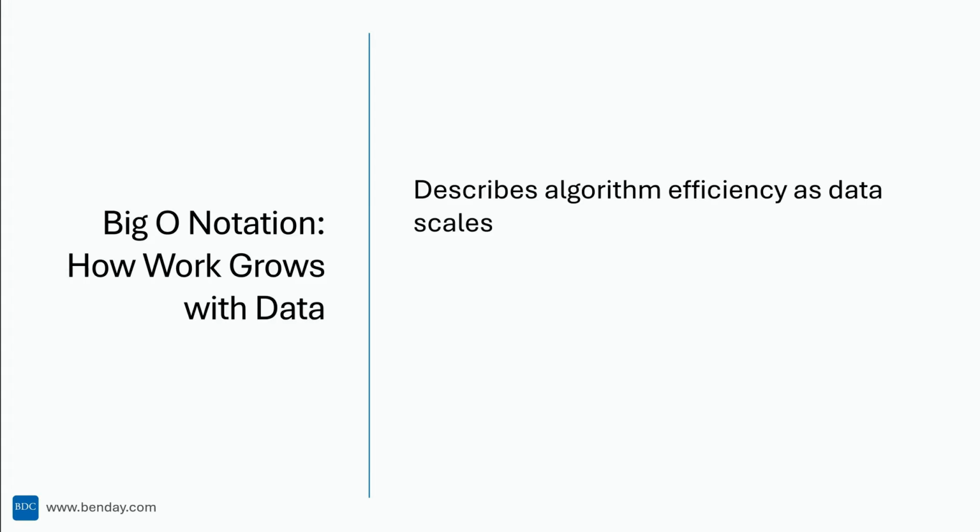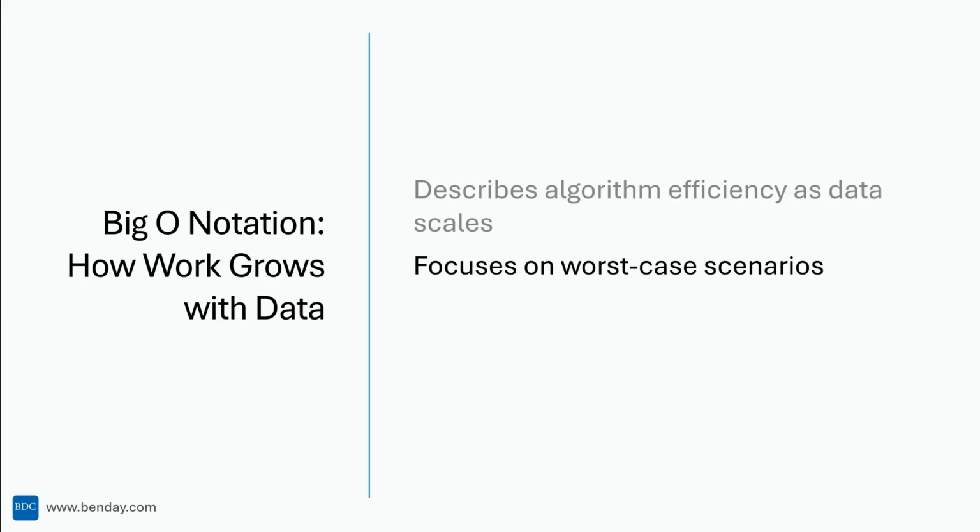Big O notation tells us how much more work an algorithm does as our data gets bigger. It's not about exact milliseconds, it's about the growth pattern. Will doubling your data double the time, quadruple it, or something worse? We use Big O to understand what happens when things get bad, when you have thousands or millions of items. Your code might be fast with 10 items, but what happens when production has 10,000? That's what Big O helps predict.